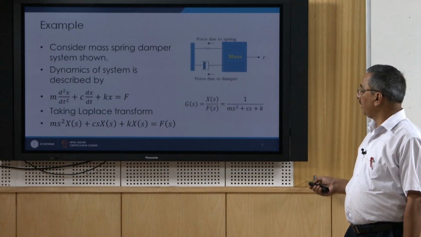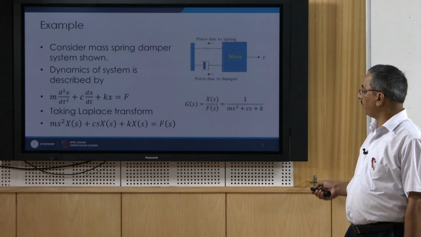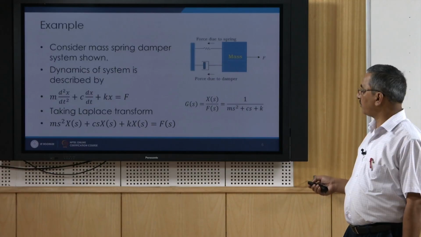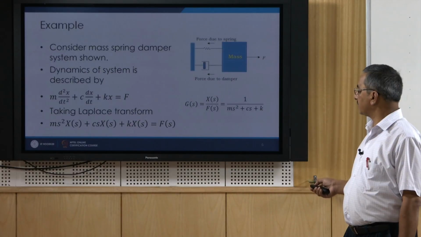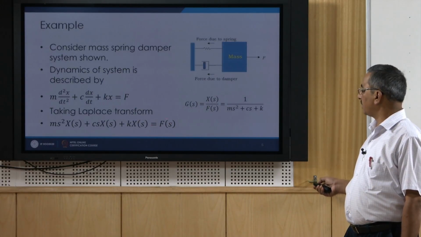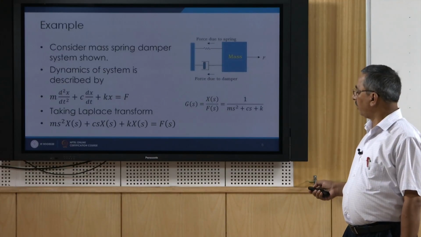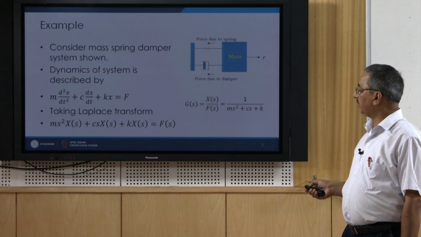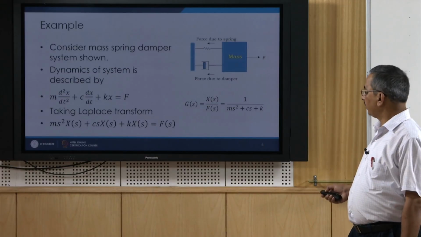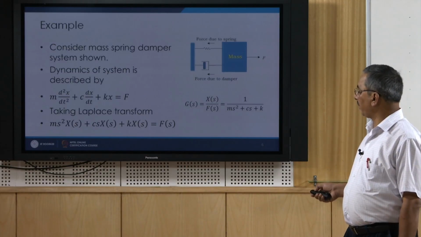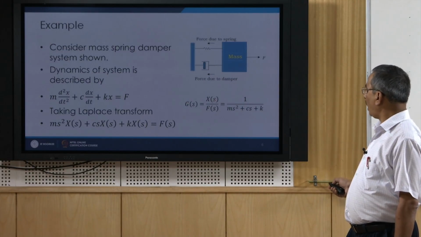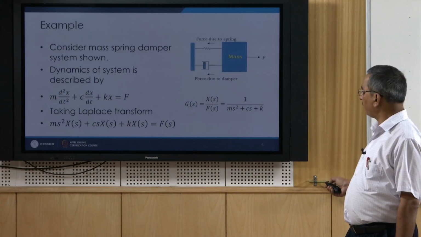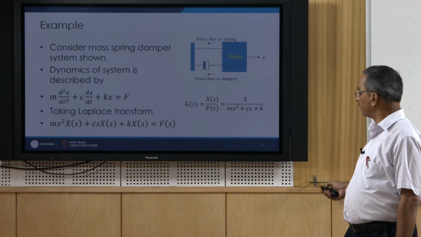Plus c into the Laplace transform of a derivative, which is given by s times the Laplace transform of x, X(s), plus k X(s), and the Laplace transform for the force is F(s). Here x and F are actually functions of time. This is the Laplace transform, and from here I can define the transfer function G(s) as the Laplace transform of the output, X(s), the displacement of the mass, divided by the Laplace transform of the input, which is F(s).